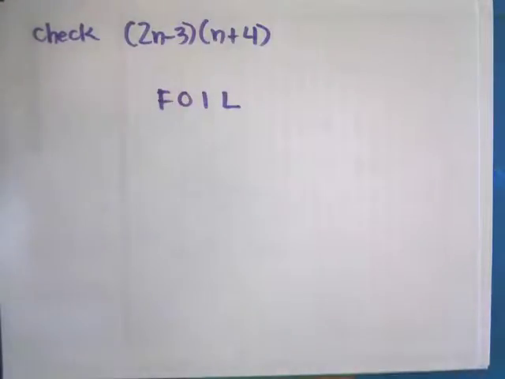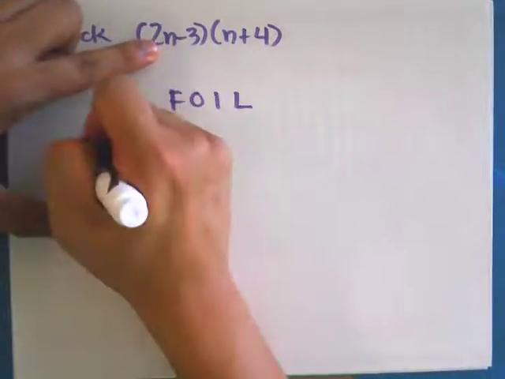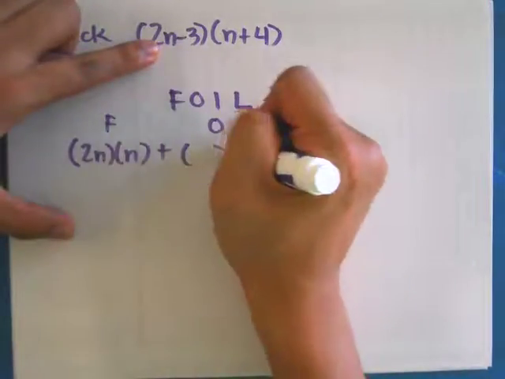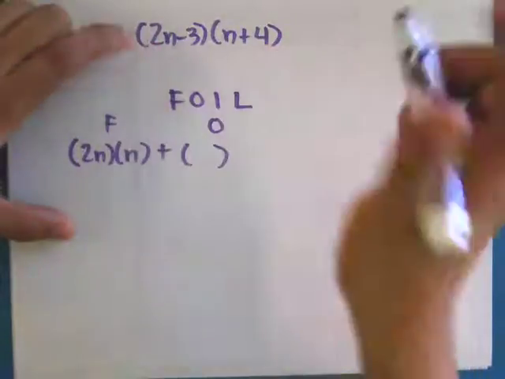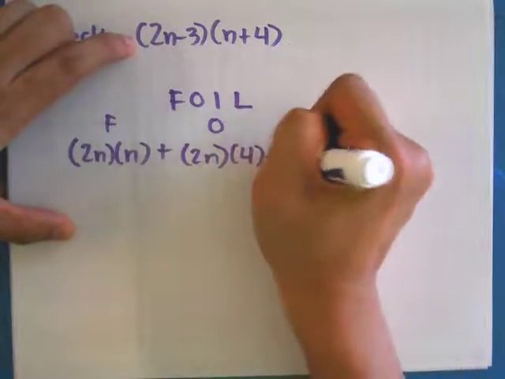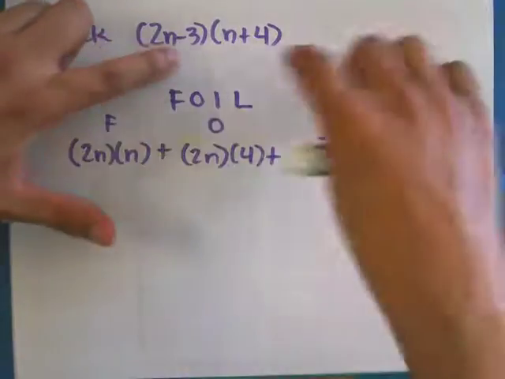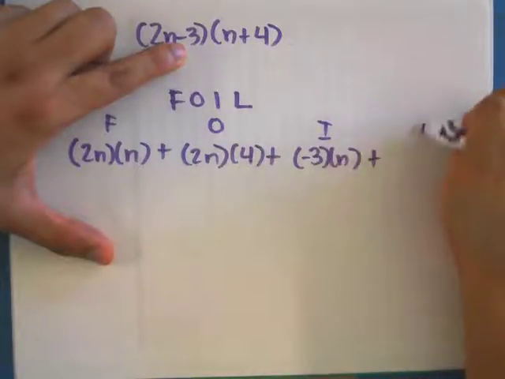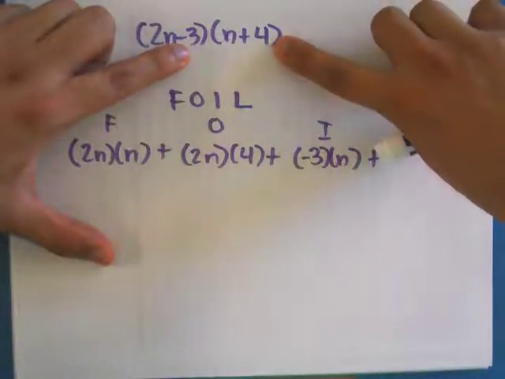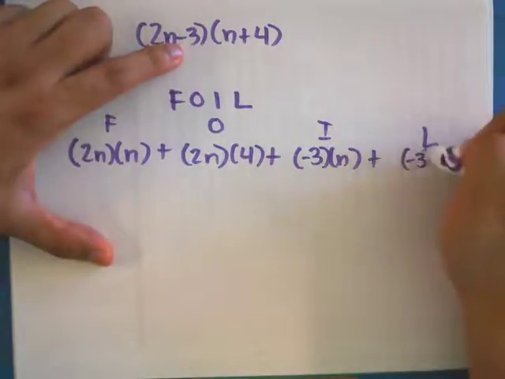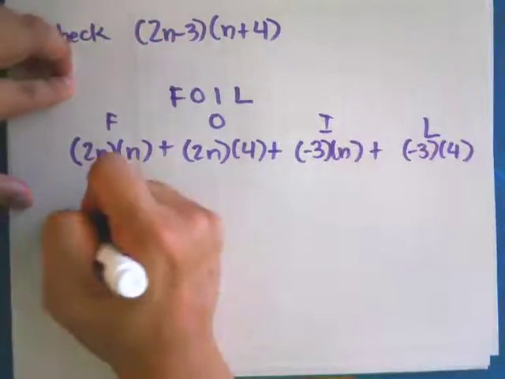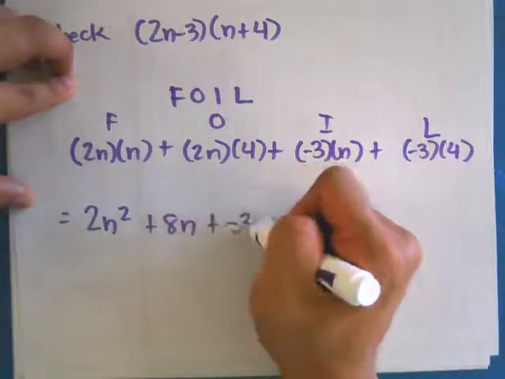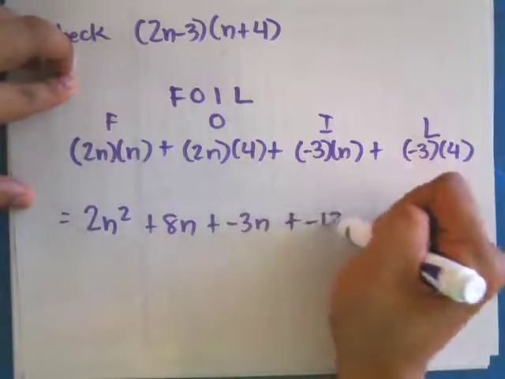Again, FOIL stands for first, outer, inner, and last. So your first is going to be 2n times n. Your outer is going to be 2n times 4. Just be careful for your inner, because it's a -3. Really treat it as a negative. So this is going to be -3 times n. And then your last, again, treat it as a -3 times 4. So this is going to be 2n squared plus 8n plus a -3n plus a -12.